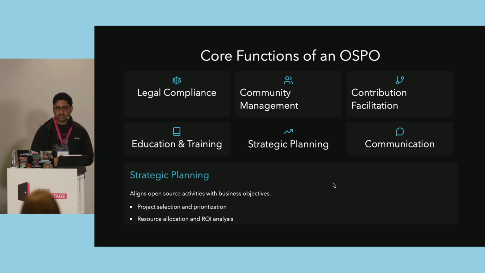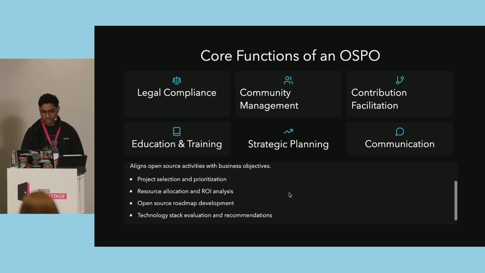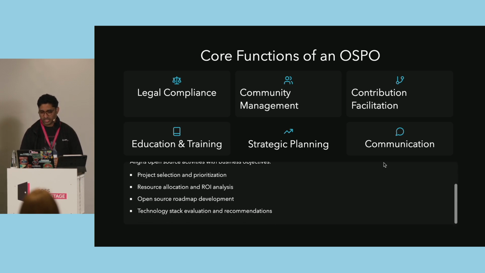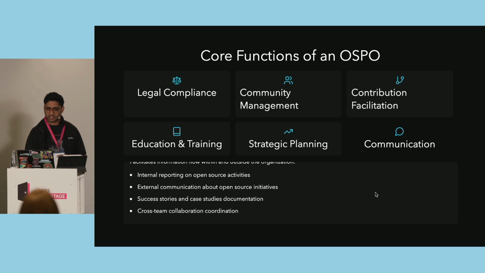The fifth is strategic planning. All the open source initiatives, as I said, should align with the business objectives, so there will be benefit both for open source and for the company. From the strategic planning, whenever you're doing open source work, you also have to show the metrics to the executive leadership so that they can see what value is derived from open source engagement. And the sixth core function of OSPO is communication.